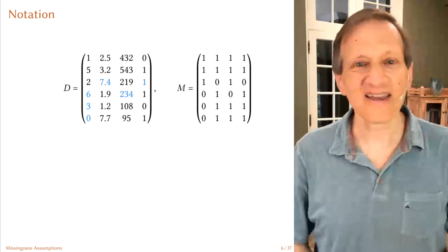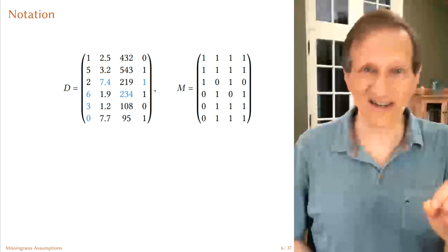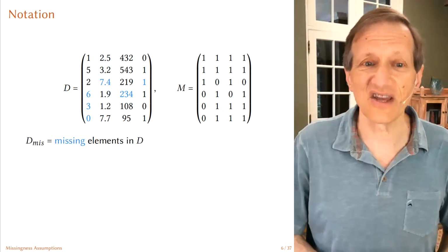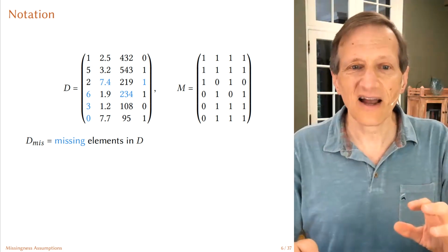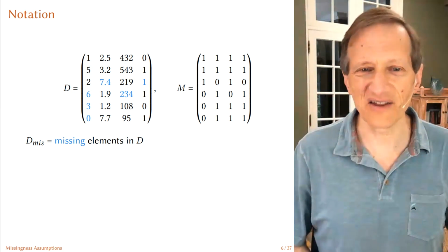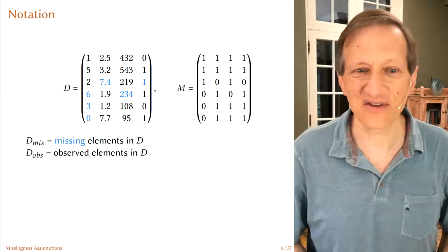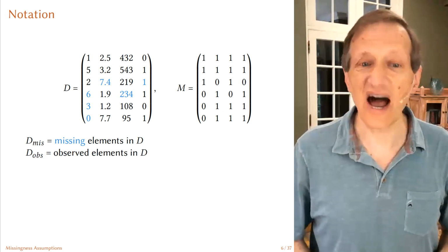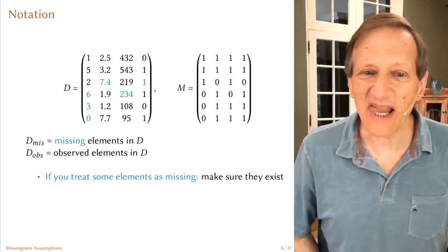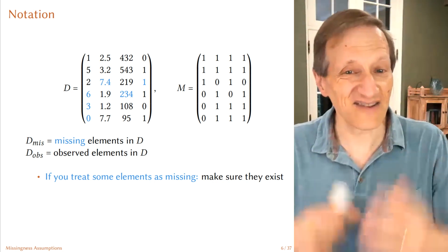The key thing here is that the missing values, which are blue, do exist. Those values do exist, but we just don't know them. It's very important that they actually exist. We're going to combine all the missing values, and we're going to call that D_miss. So all the blue values together, we're just going to put a little subscript on D and call that D_miss. And then all the other values we're going to call D_obs. So D is equal to D_miss and also D_obs. If you treat some elements as missing, make sure they exist. I just said that, but I'm saying it a second time.